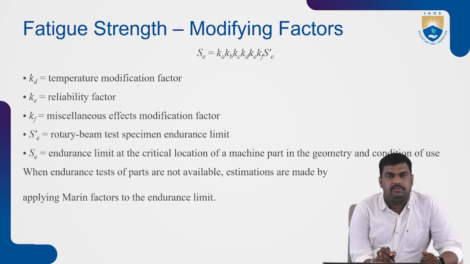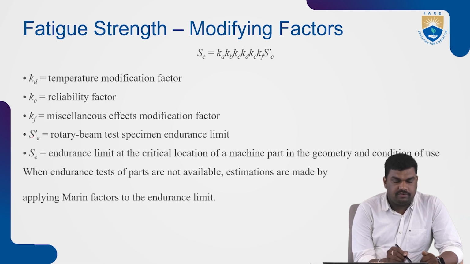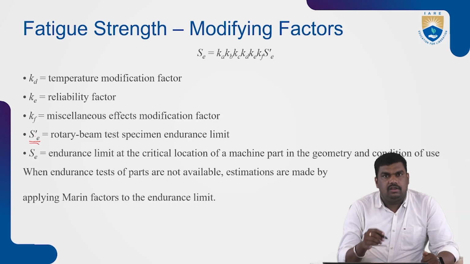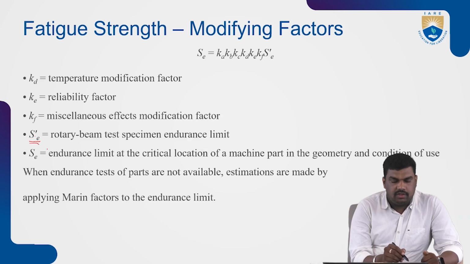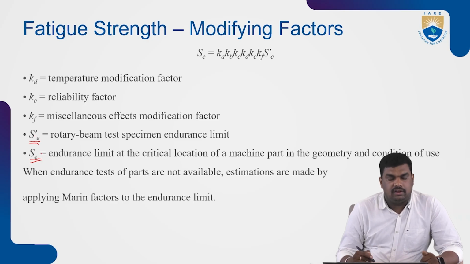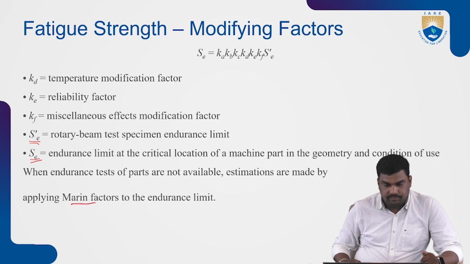Kd is the temperature modification factor, and Ke is the reliability factor, since material reliability will be there. Kf is the miscellaneous effects modification factor. Whatever you get from the rotating beam testing machine for drawing the S-N curve, that endurance limit will be affected by all these modification factors. Finally you will get the endurance limit after applying all of them. These modification factors are the Marin factors.